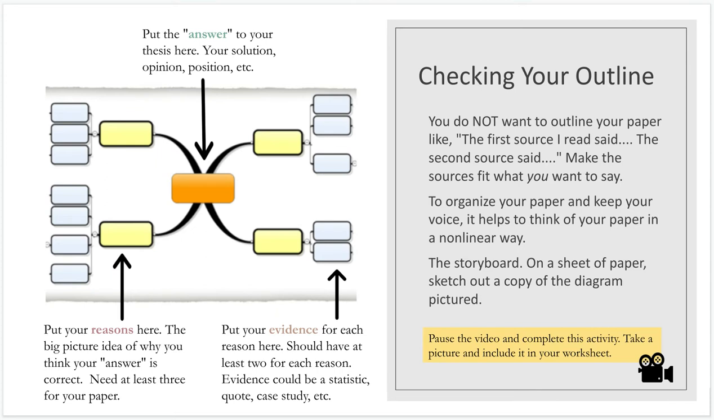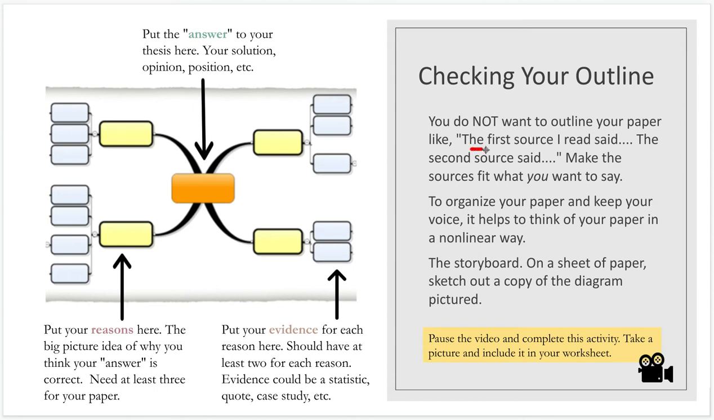All right, so once you've figured out in your own mind how all these sources relate together, it's helpful to do a storyboard. The reason for a storyboard is it prevents you from doing the cardinal sin in research writing of just organizing your paper by your sources.